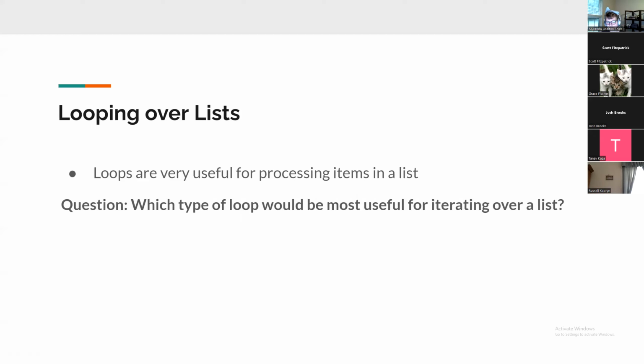Okay, so trucking on along with lists, we are familiar with loops. Loops are a very useful way for processing items in a list. If you're working with a list, it's very common to process it one item at a time using loops. So my question for you is, now that we have talked about loops, which type of loop do you think would be the most useful for iterating over a list?